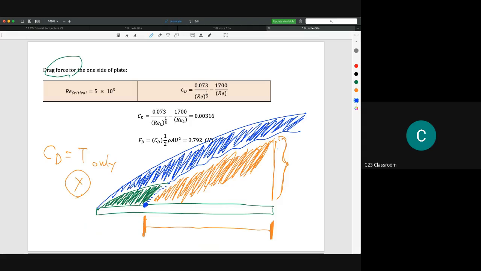So what we need to do is refer to the table that I gave you in yesterday's lecture. We need to come up with the equation of CD that depends on the Reynolds critical. So let's say in this question, the Reynolds critical is 5 times 10 to the power of 5. So our CD here can be written as this one. The 0.073 is actually the CD for the turbulent.